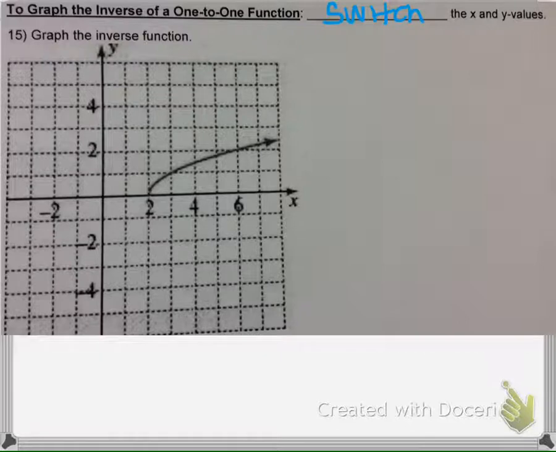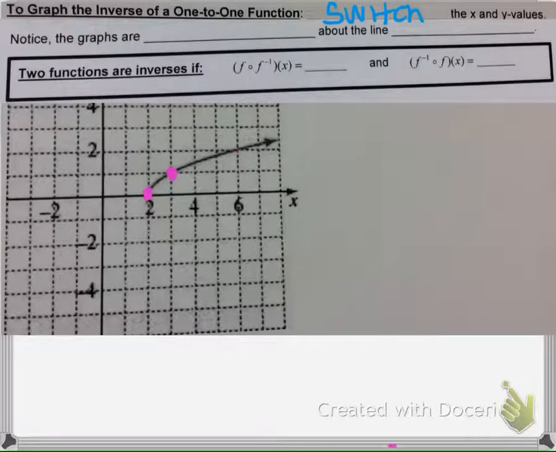function graphed. So I'm going to look for points that look like they intersect just nicely so I can read them pretty easily. So I'm going to go with these three points here. And then I'm going to go ahead and list those points.